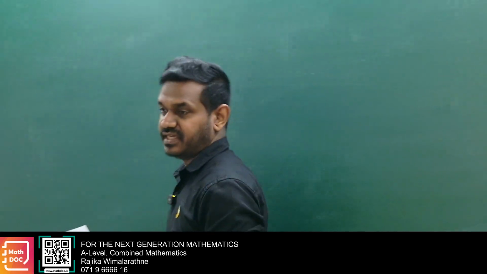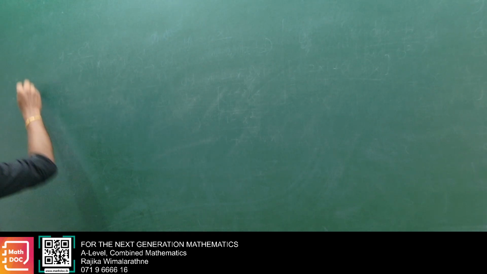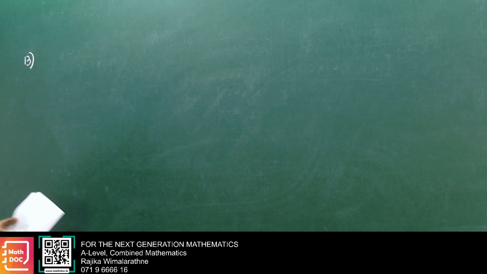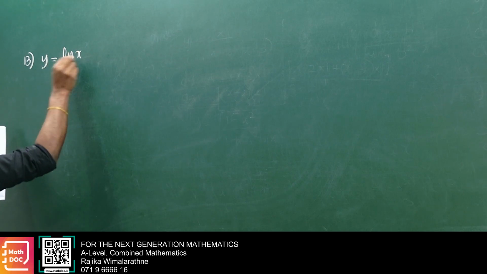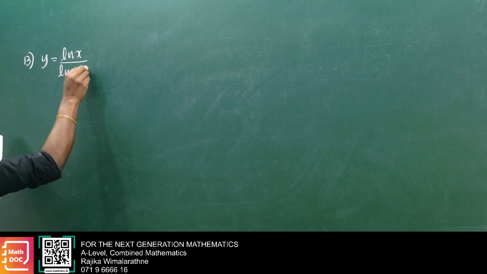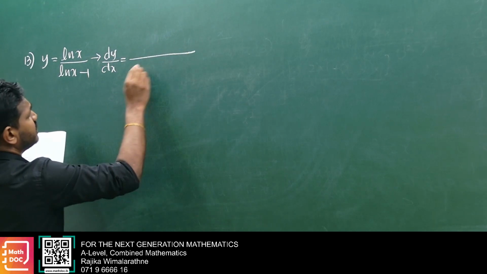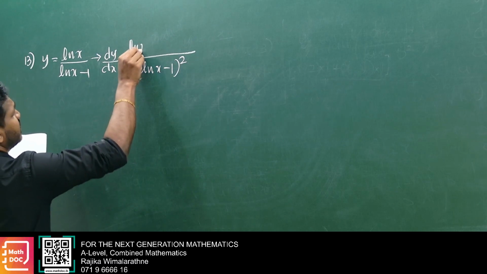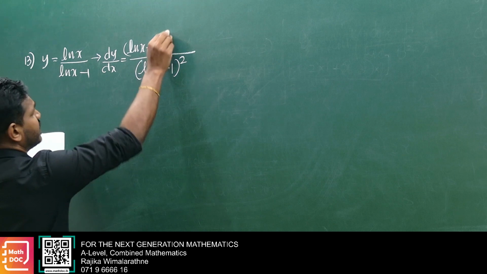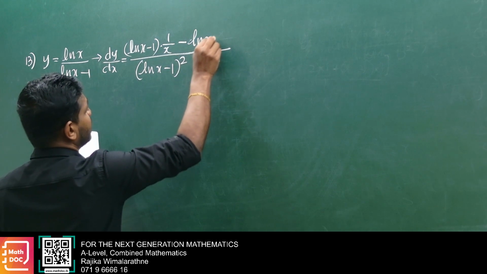Okay, question number 13, check your answers. Question number 13, y equals ln x over ln x minus 1, then division, denominator square, denominator times derivative of numerator minus numerator times derivative of denominator.